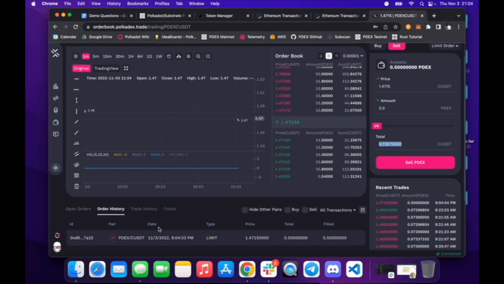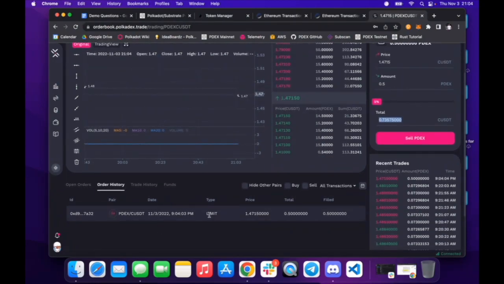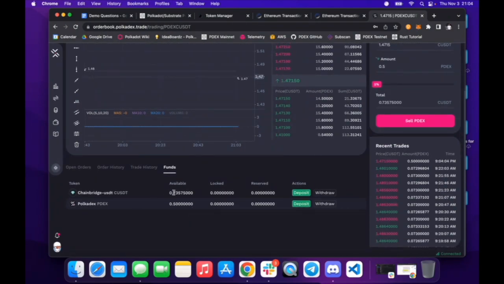I can see my order history here that I placed a limit sell order. This red color, or the pink color, indicates it's a sell order at so-and-so time at a price of so-and-so for an amount of so-and-so, and it all got filled. And yeah, that's my trade history. And right now I have some CUSDT. As you can see, I sold my PDEX partially, and I received USDT.